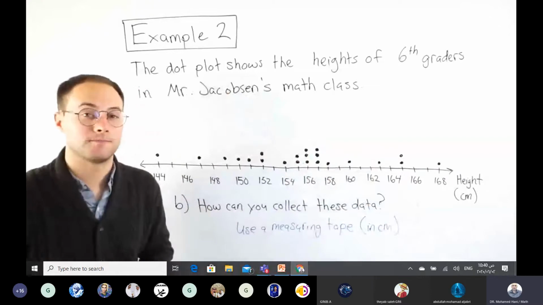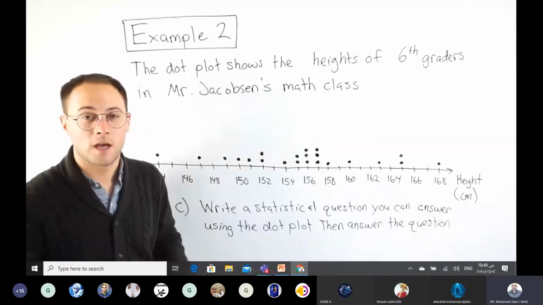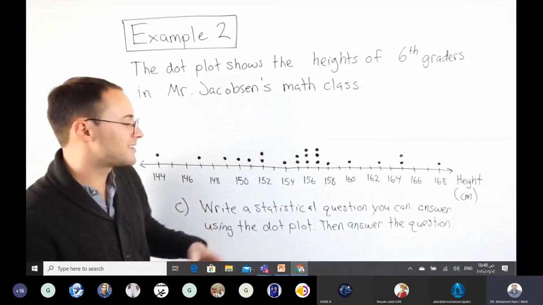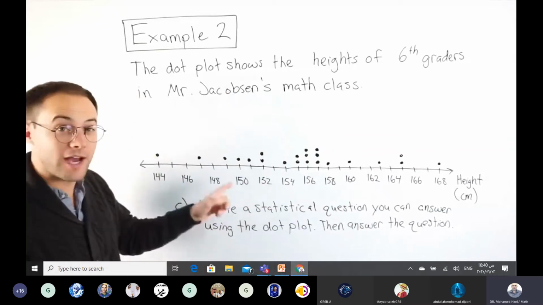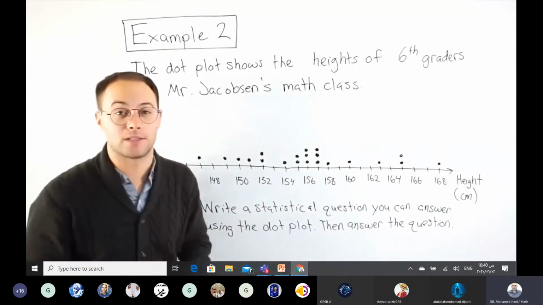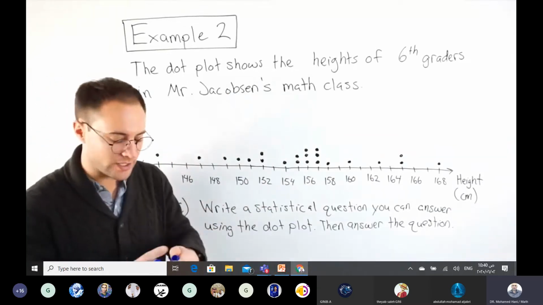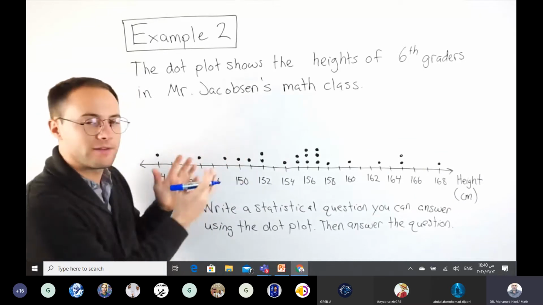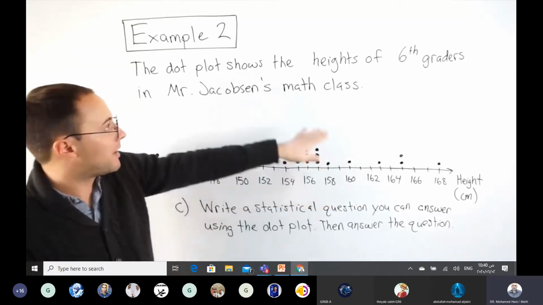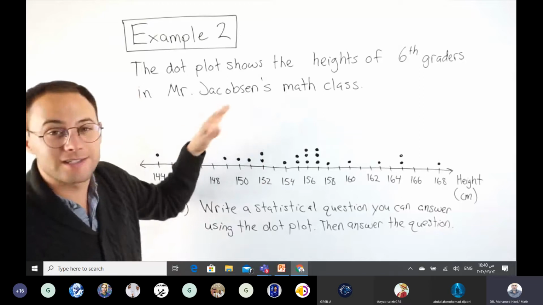Because that's what the data was. Let's try part C. Okay, finally, part C: write a statistical question you can answer using the dot plot and then answer that question. So we're writing a statistical question. It has to be about the dot plot. Remember, this was about height of students in my class.